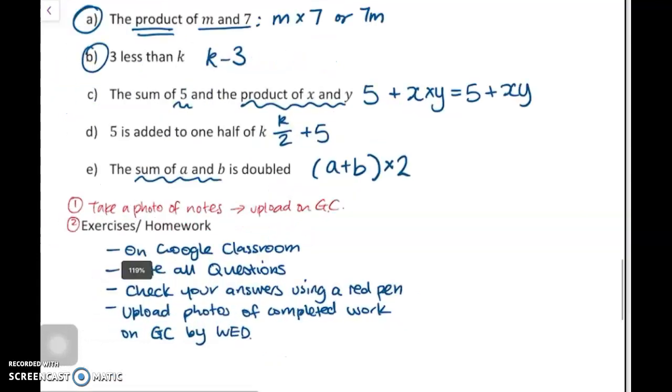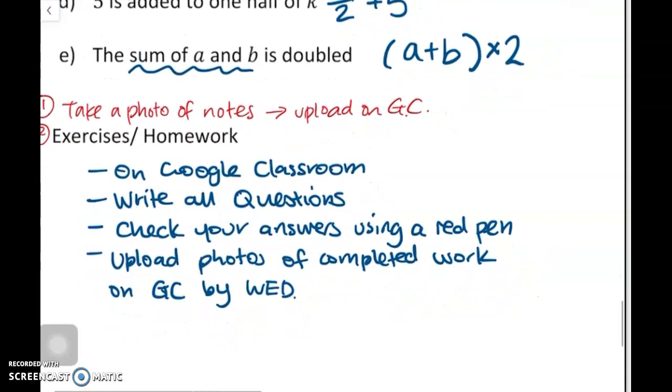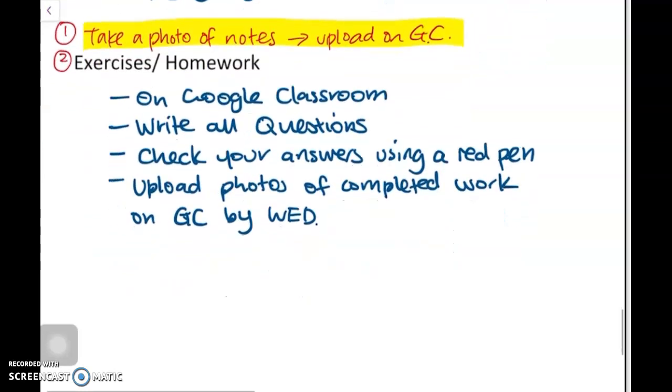Now I would like you to take a photo of your notes and then upload it onto Google Classroom for me to check. And then I would like you to try these types of questions on your own in the exercises that I've uploaded on Google Classroom. Now I need you to write all the questions into your books, so it's easier for you to look back on when you're revising for your tests.